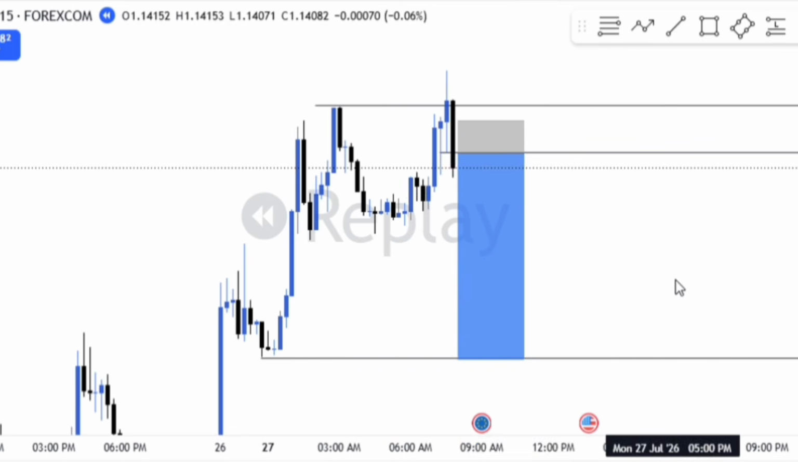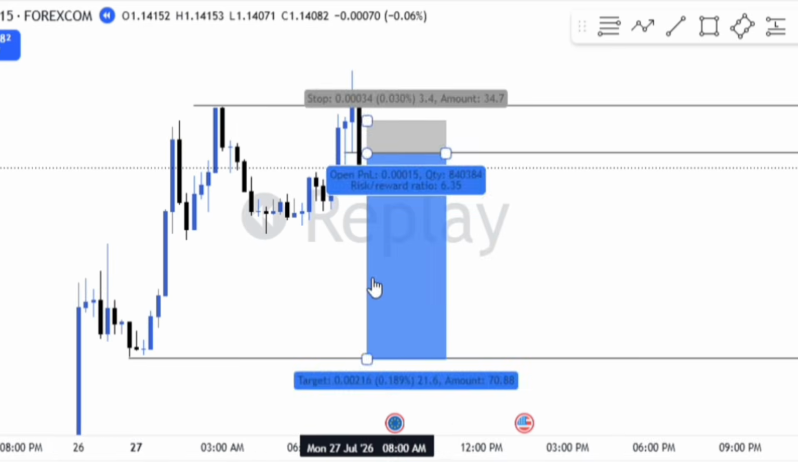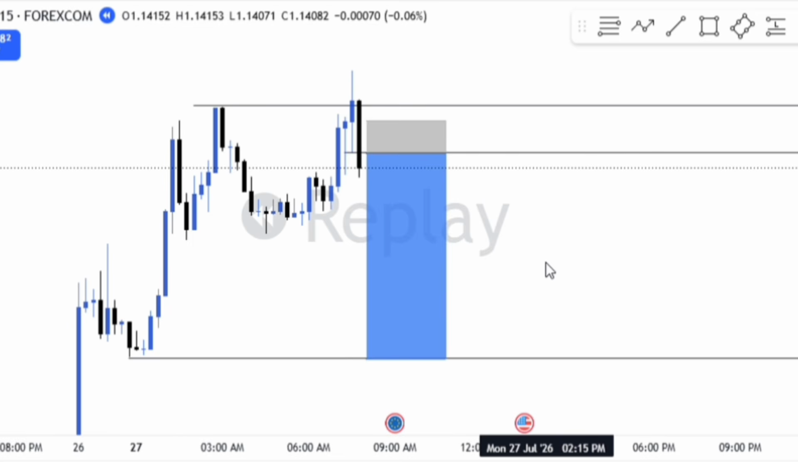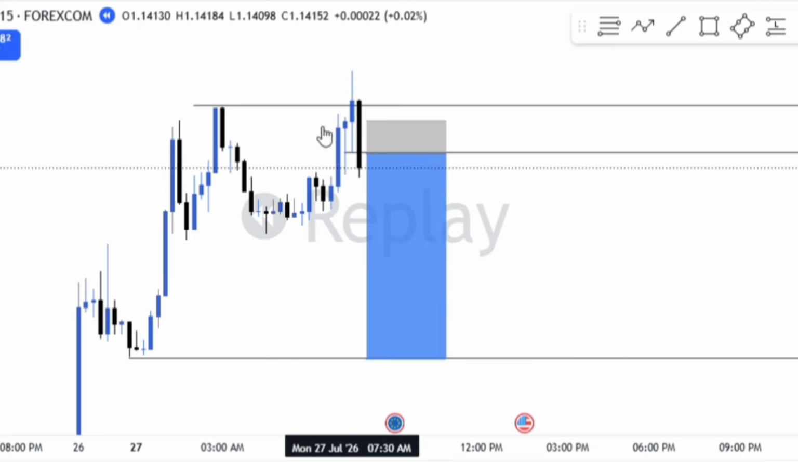This is a 1:6 risk to reward ratio. What a very clean and sweet risk to reward ratio. 1:6. If you can catch this like 3 to 4 times in a week, you are profitable. After this, all you need to do is wait for price to retest and tap you in.